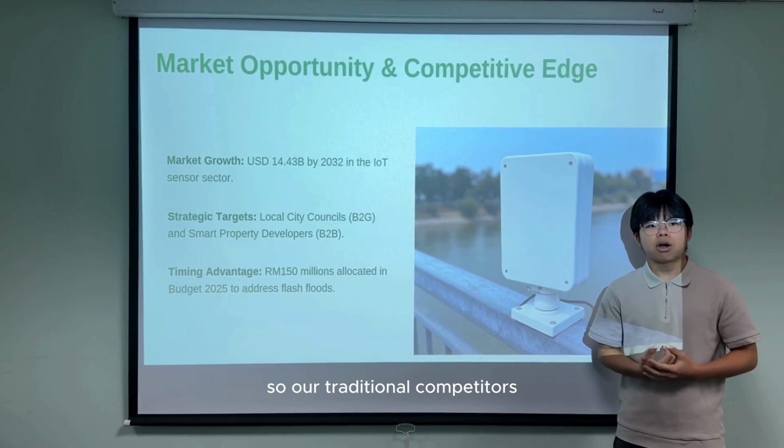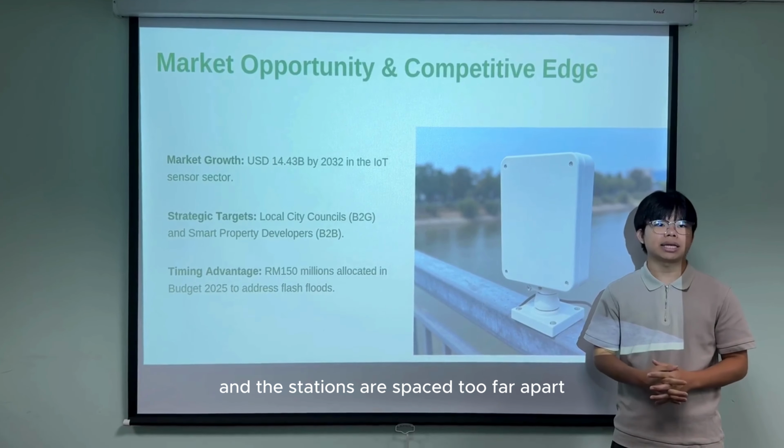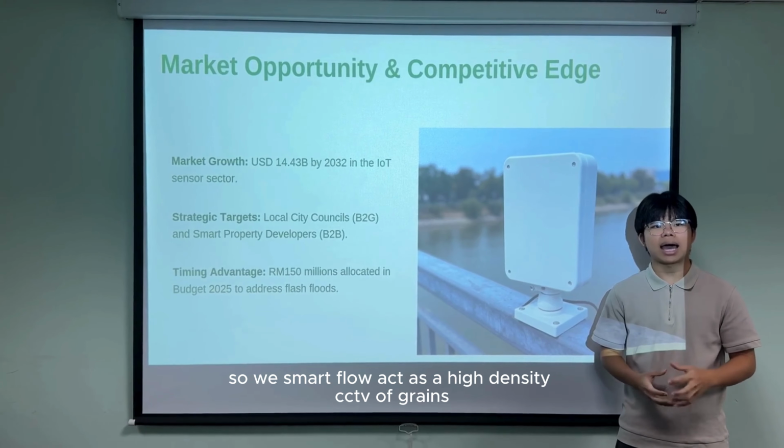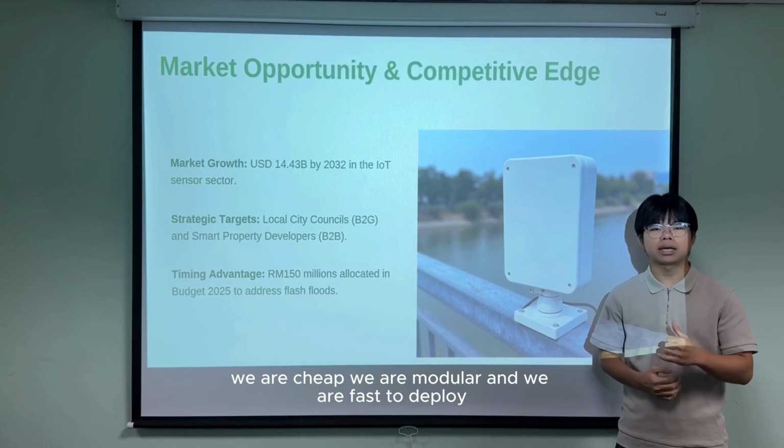So, our traditional competitors like Siemens and Bosch are too expensive and the JPS stations are spaced too far apart. So, we SMARTFLOW act as a high-density CCTV of drains. We are cheap, we are modular, and we are fast to deploy.